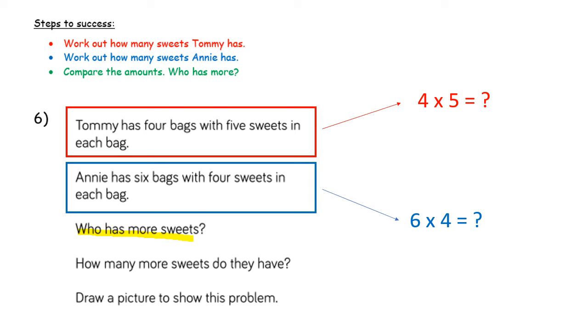And what is 6 times 4? Then you need to work out who has the more sweets and then how many more do they have. Okay. Good luck with the rest of that one.